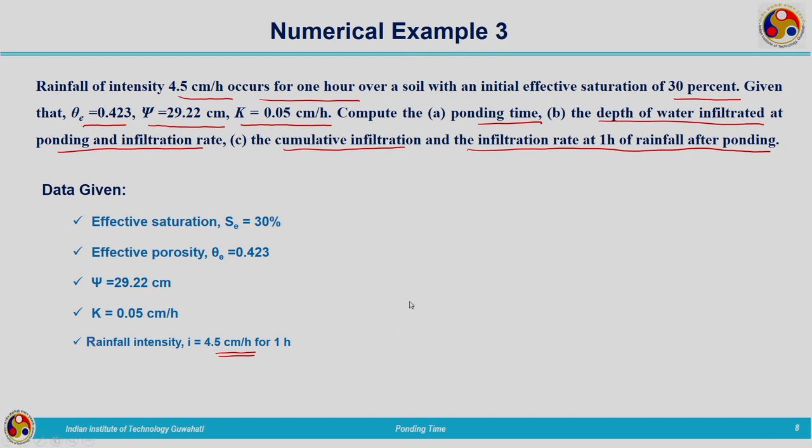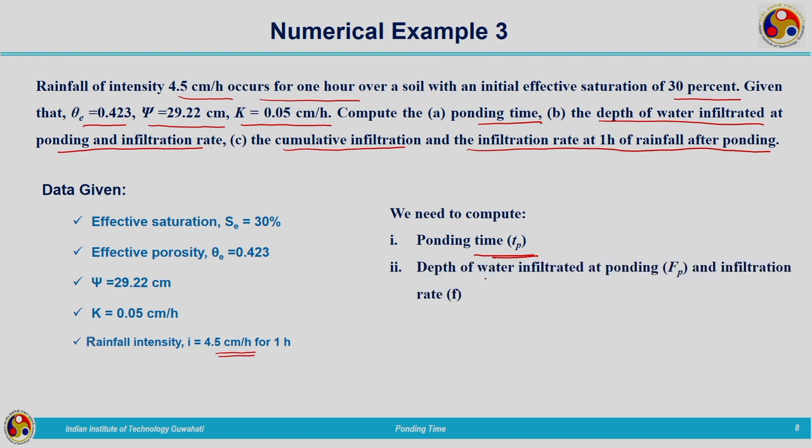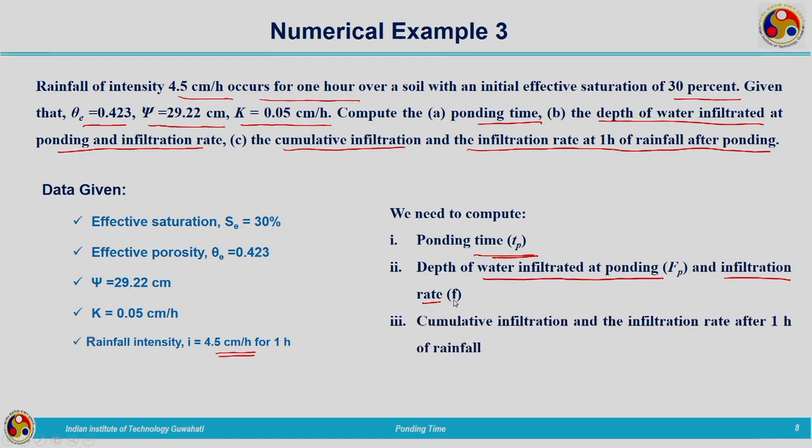Now let us see what are the things to be calculated. We need to compute, first one is ponding time tp. We are having the expression for that. Second, the depth of water infiltrated at ponding, capital F of p, and the corresponding infiltration rate, that is the potential infiltration rate, small f of p. Third part is cumulative infiltration and the infiltration rate after 1 hour of rainfall. So this we will get a clear idea when we determine the value corresponding to ponding time.